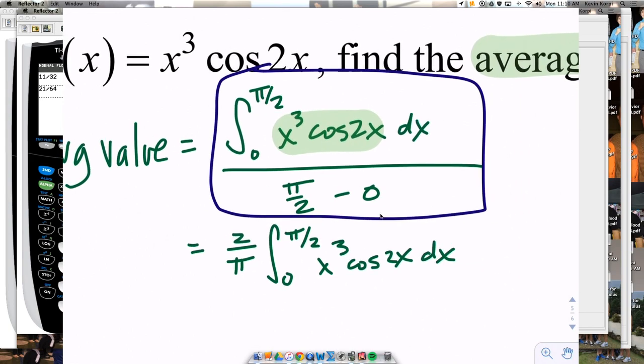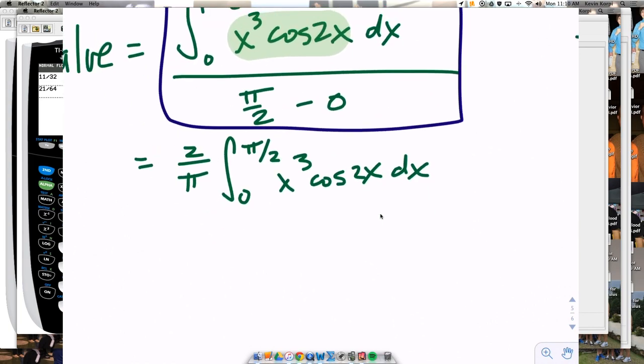Now, when you simplify, you're really dividing by pi halves, which is the same as multiplying by 2 over pi, so you can simplify it down to there. Now, you need to figure out what the antiderivative of that is, which is going to require integration by parts.